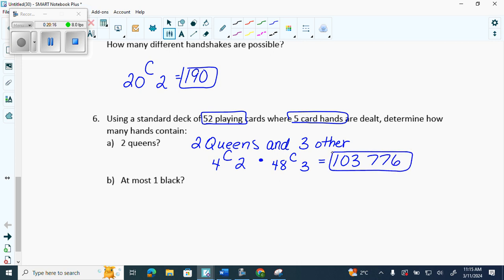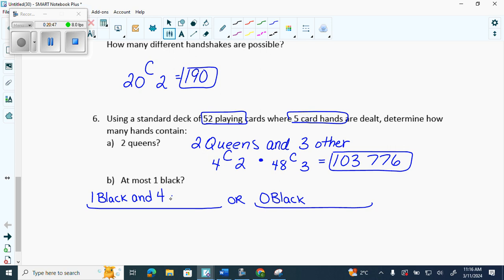Okay, now we have "at most," which means we have cases, correct? So we have at most one black. We can have one black or no black. How many cards do we need per hand? 5. We agree? So I have one black and 4 other, so other than black, correct? Then I have 0 black and 5 others.